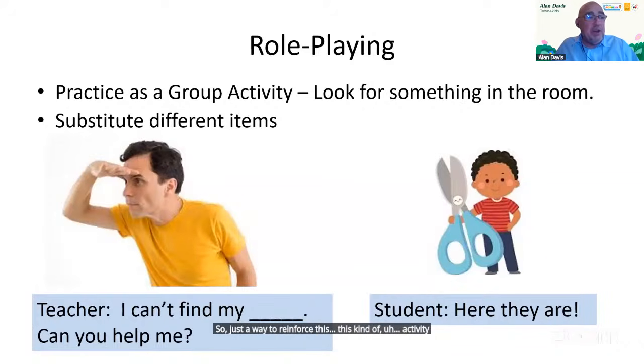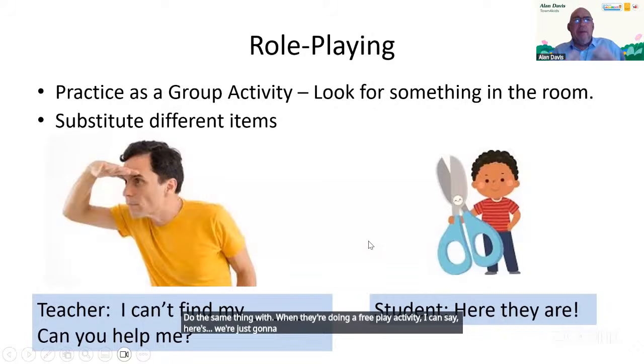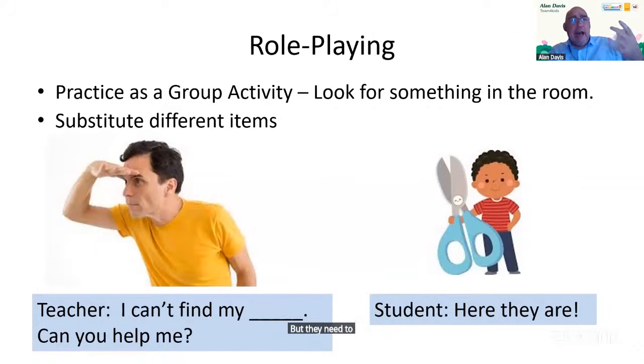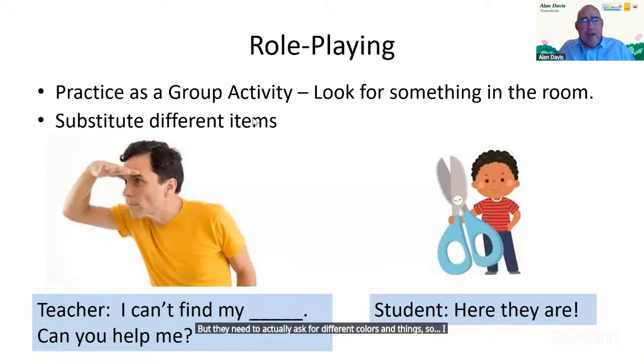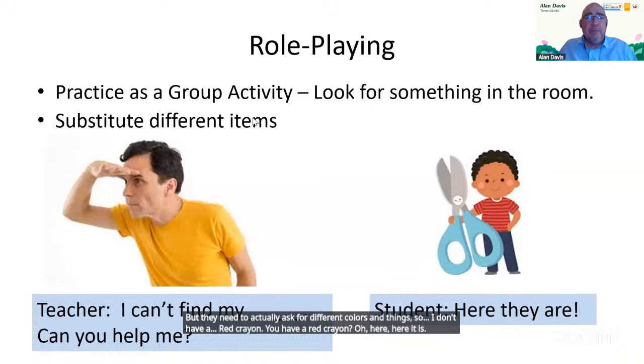Now, I can also do the same thing when they're doing a free play activity. I can say, we're just going to color today, or we're going to make a book together today. But they need to actually ask for different colors and things. So I don't have a red crayon. Do you have a red crayon? Oh, here it is. Okay.